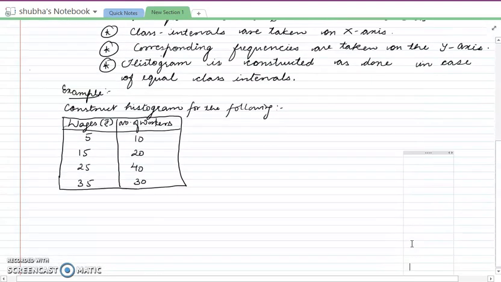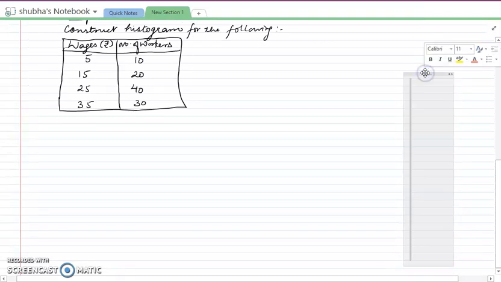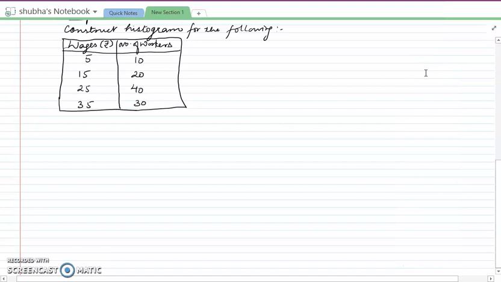The example is: construct the histogram for the following. Wages are given, number of workers are given, right? When the wages are given as 5, 15, 25, 35, we should understand it is not discrete. Histogram has been asked, which means it is a continuous series. It is not a discrete series if wages are given like this. So we should understand these are the midpoints given to us, which we have to convert into class intervals.